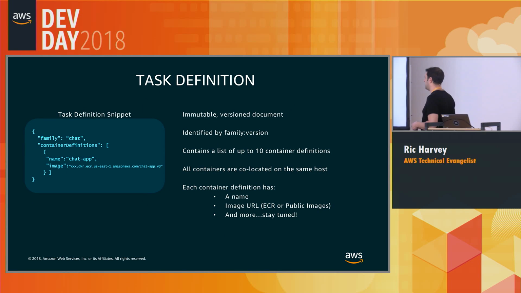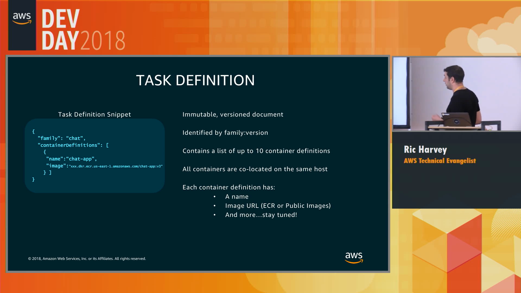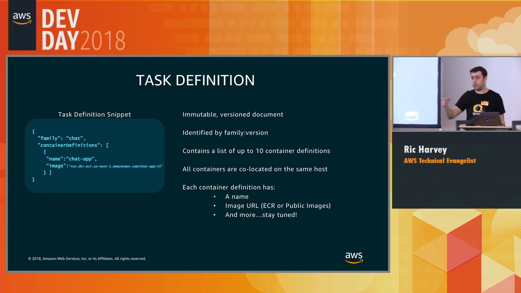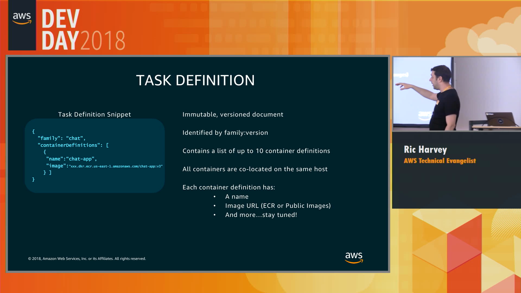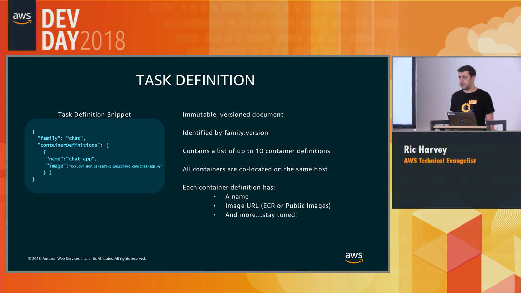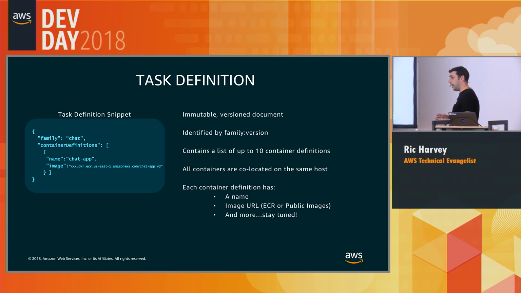So this is a very, very simple task definition snippet. On here, I've got a family. It's an immutable document in here. I've versioned it with the name chat for my family, and where I list name, chat app, and an image, and the image is my Docker repository image, in there I could put up to 10 containers, and I could configure them differently. And in there I can open different ports for each container. I can give them different CPU and memory constraints at a container level. I can also give the entire task memory and CPU constraints as well.